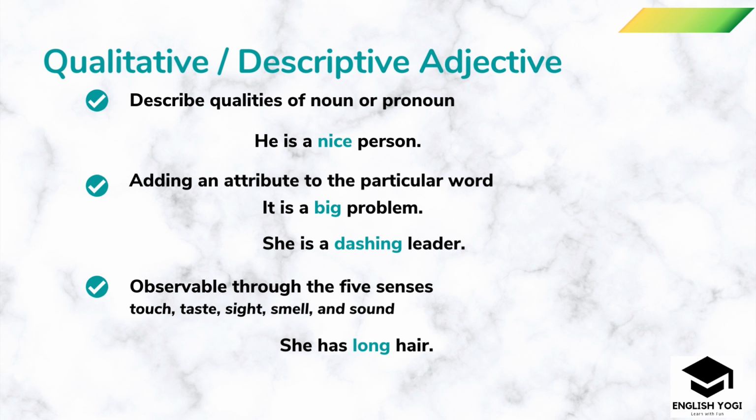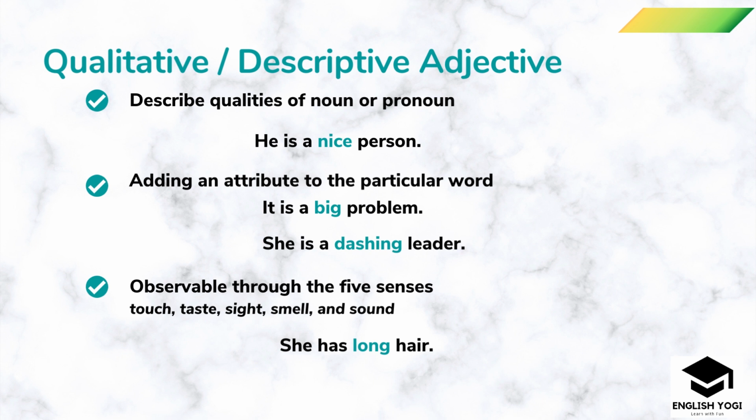For example, in the first sentence, he is a nice person. Person is a noun, and the word nice is an adjective because nice is giving extra information about the noun. Here nice is descriptive, which means it is a qualitative word.